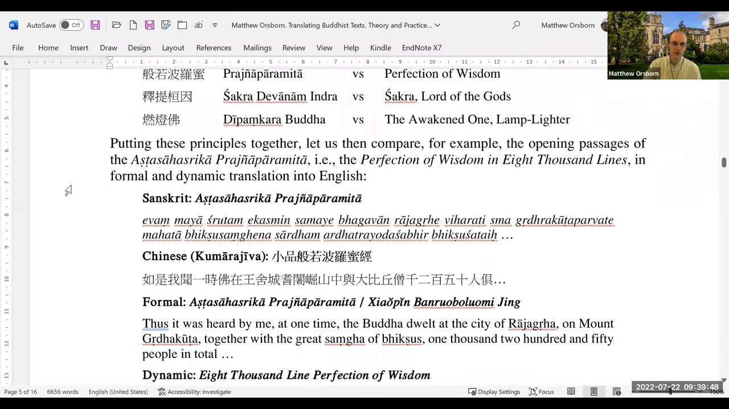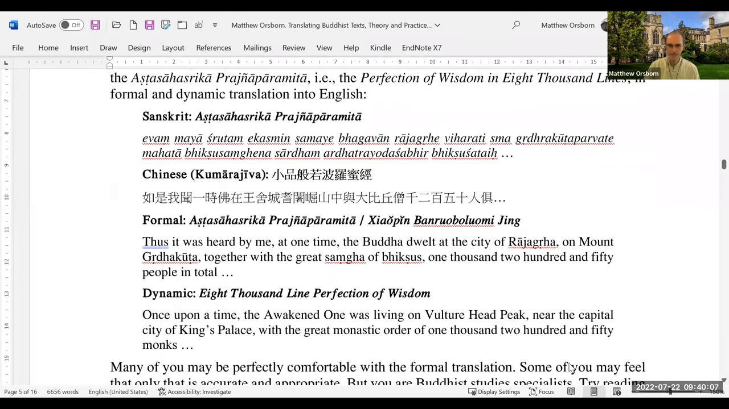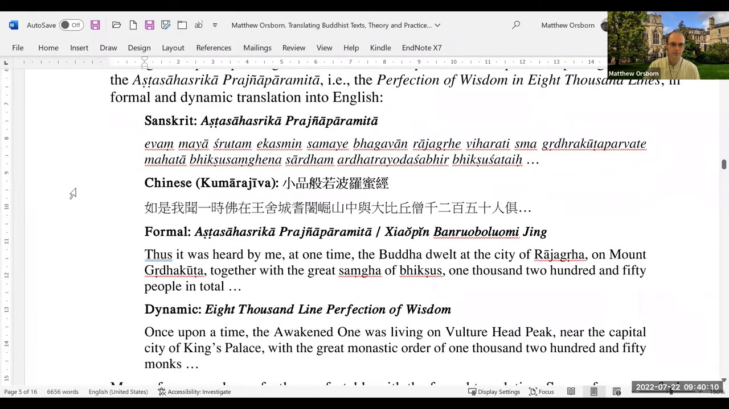Now, putting a couple of these principles and comparisons of formal and dynamic together, let's compare, for example, the opening passages, just very simple, of a sutra. From the Ashtasahasrika Prajnaparamita, that is the Perfection of Wisdom in 8,000 Lines, in formal and dynamic translation into English. So the Sanskrit, even the name of the text, of course, would just be left in Sanskrit: Ashtasahasrika Prajnaparamita, Evam maya shrutam ekasmin samaye bhagavan Rajagrhe viharati sma Grdhrakute parvate mahata bhiksusamghena sardham.